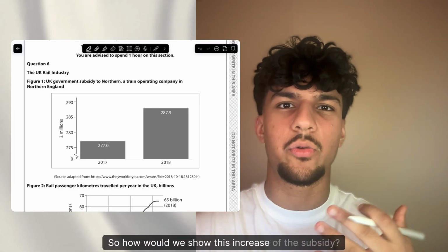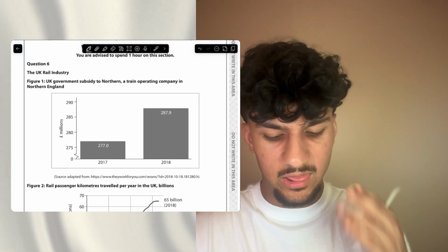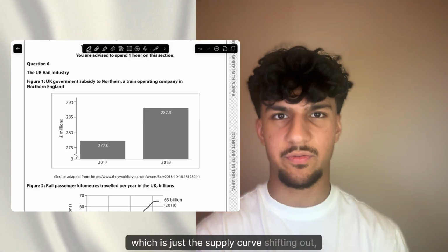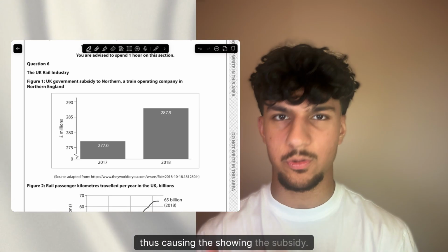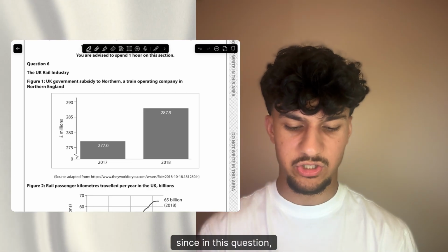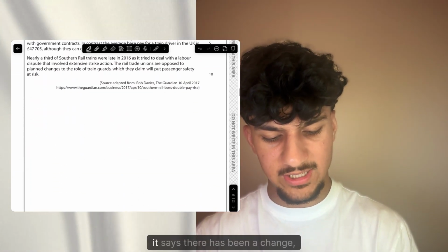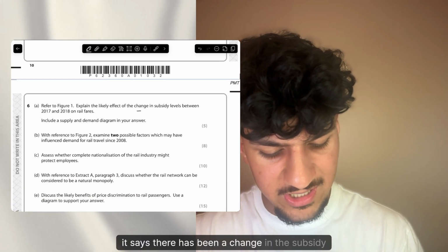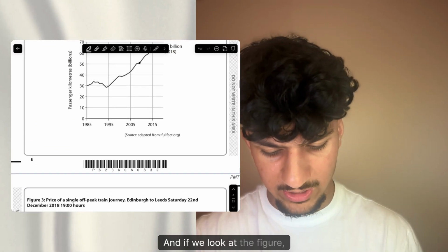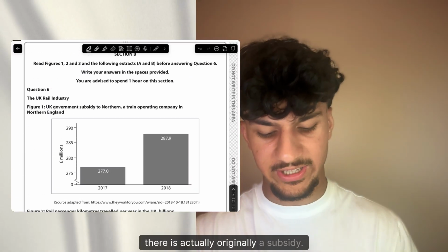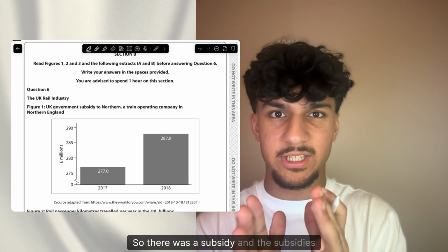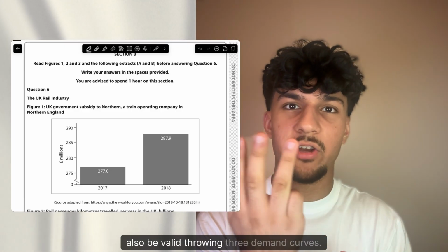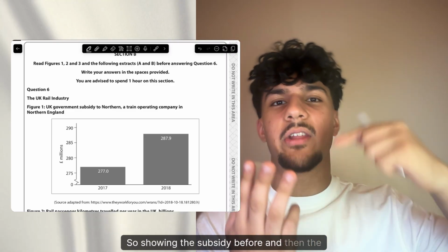So how would we show this increase of the subsidy on a diagram? In this question, I believe you could show it 2 ways. Of course, you could show it the normal way, which is just the supply curve shifting out, thus showing the subsidy. But if you read the question very closely, it says there has been a change in the subsidy levels, and if we look at the figure, there is originally a subsidy. So there was a subsidy and the subsidy increased. I'm pretty sure in the mark scheme that it will also be valid to draw 3 curves, showing the subsidy before and then the increased subsidy.